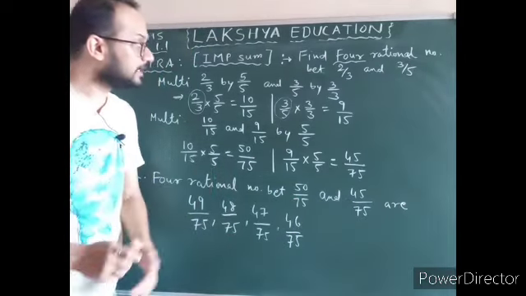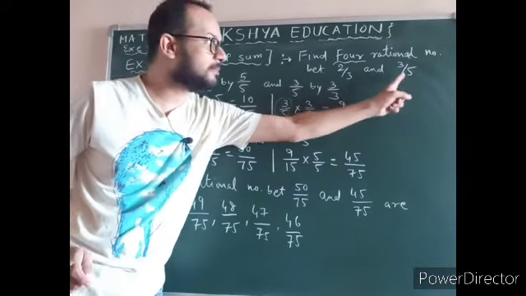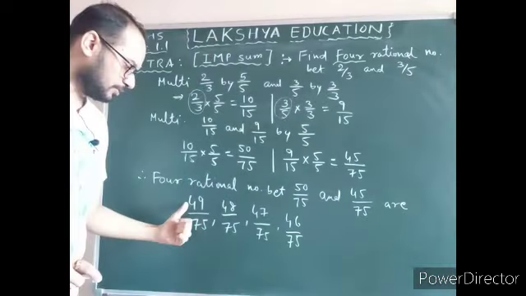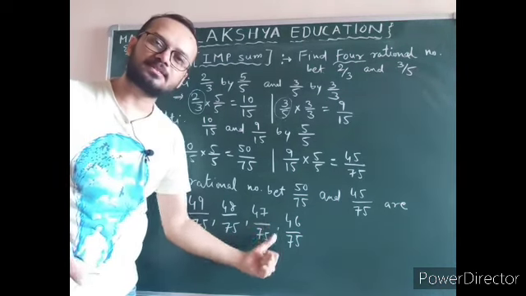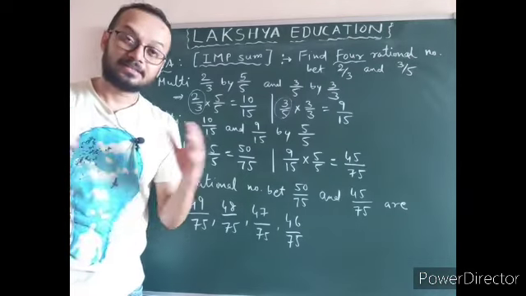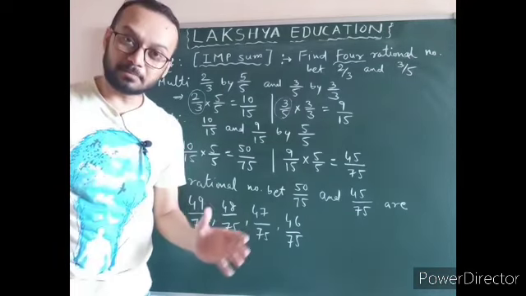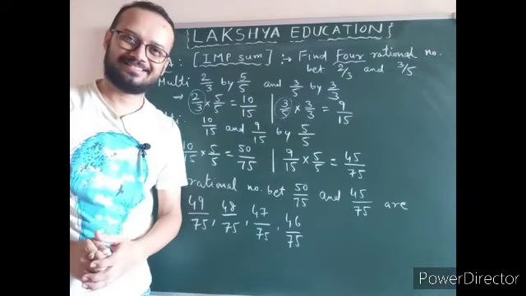It means finally we can say that the 4 numbers between 2 by 3 and 3 by 5 are 49 upon 75, 48 upon 75, 47 upon 75 and 46 upon 75. This is the answer of this question. This way you can find any number of rational numbers between any two given numbers.